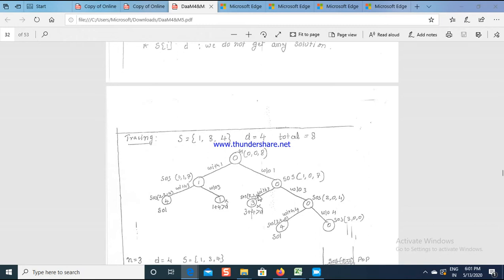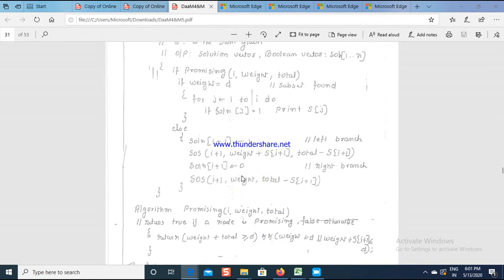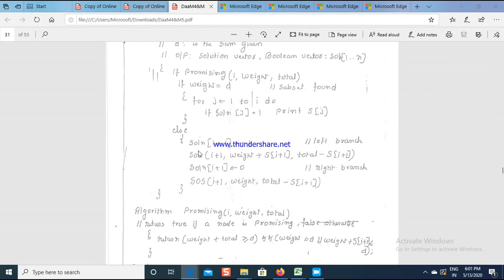It is 2, 3, 4. So that is how it works when I move towards the left and when I move towards the right. See here, the first two are for the left, and see here how the sum of subset will change. Index is incremented by 1. Current sum is current sum plus the next element. Total will be total minus the next element for the left branch.